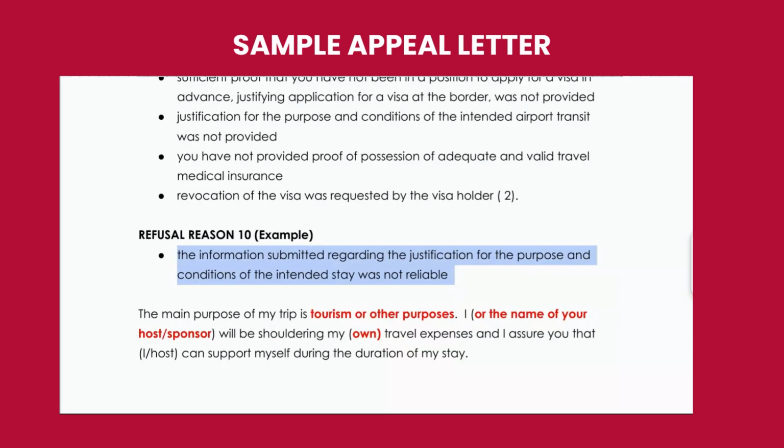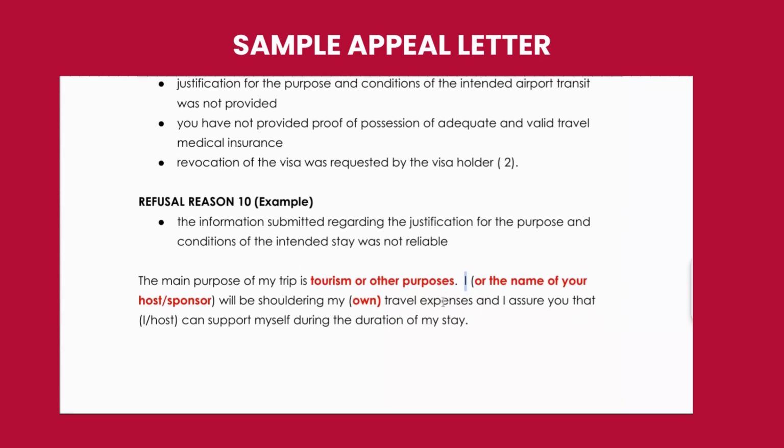First, the main purpose of my trip is for, let's say, tourism, then type in tourism. Let's say you will be shouldering your own expenses. I will be shouldering my own travel expenses, and I assure you that I can support myself during the duration of my intended stay. So that's the initial letter.